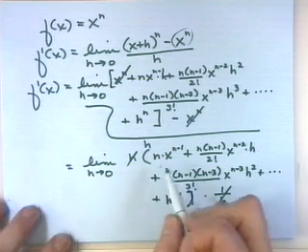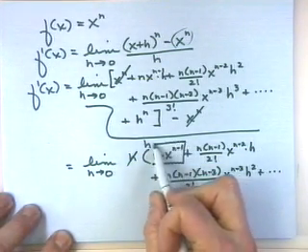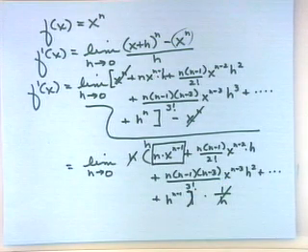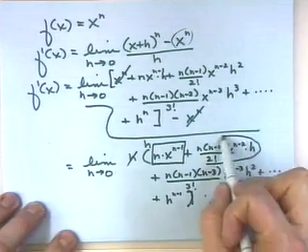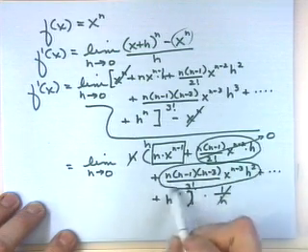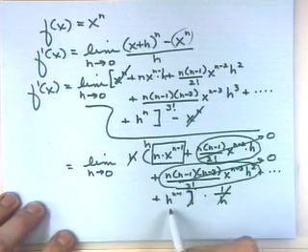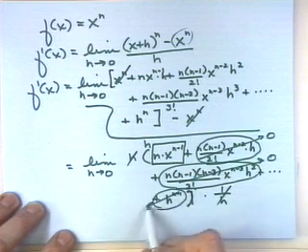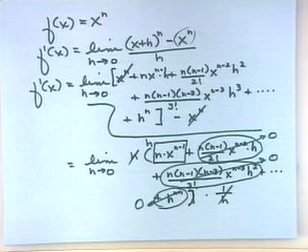Every other term, with the exception of this, has an h, right? And as h approaches 0, what happens to every term that still has an h in it? It approaches 0. So this has an h, so this whole term right here approaches 0. This has an h, that approaches 0. And in fact, every term but the first term has an h, they all disappear as h approaches 0.